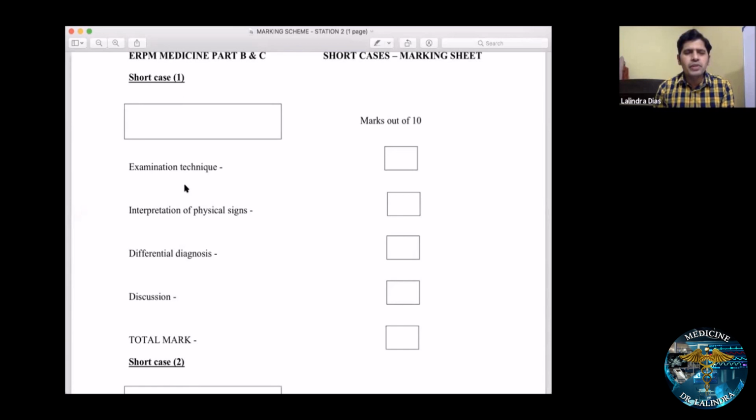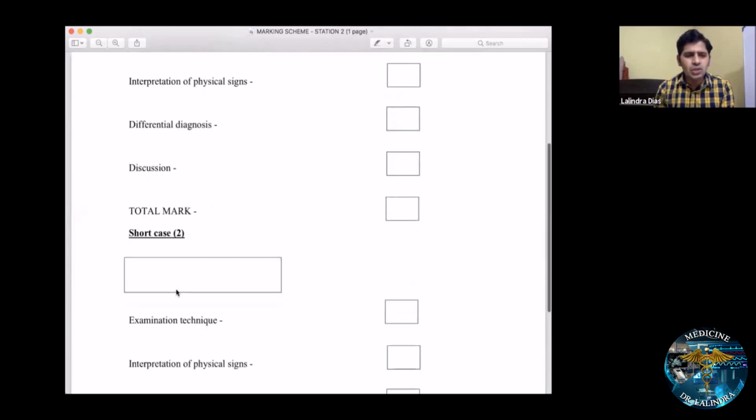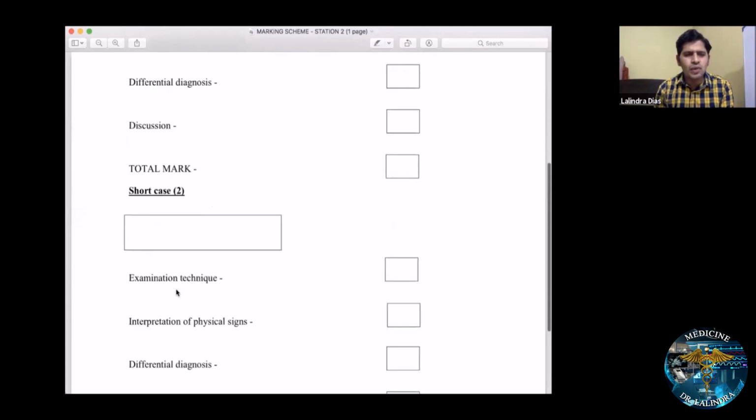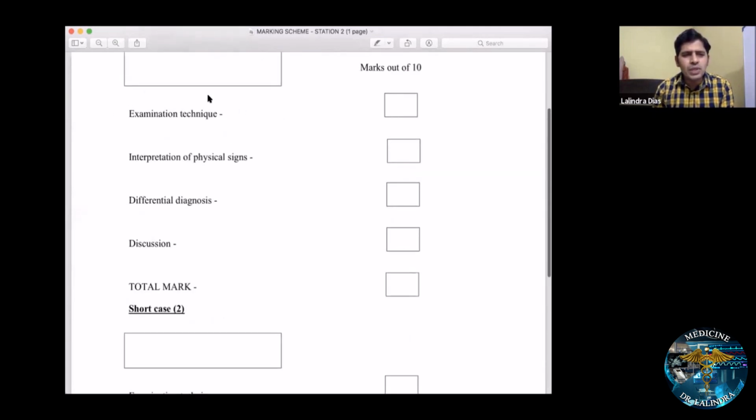So when you go to the short case 1 and short case 2, these are the components that we analyze. So what are they? As I told you yesterday, we may analyze your examination skills, or examination technique. The technique of proper examination of a patient, you get a huge component, right? You get huge marks for examination technique.